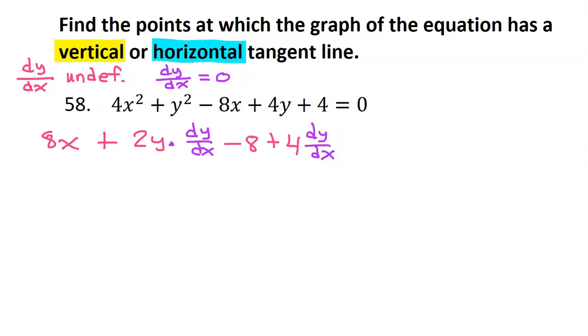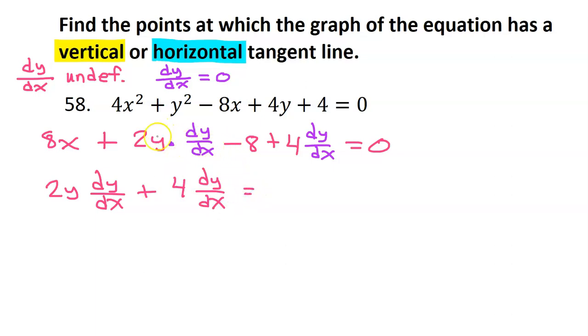And then the derivative of a constant is 0. So the 4 is gone. And we have equals 0. Let's put all of the terms with a dy/dx on the left side of the equation and move everything else to the right side of the equation. So we will keep the 2y dy/dx over here on the left, along with the 4 dy/dx.